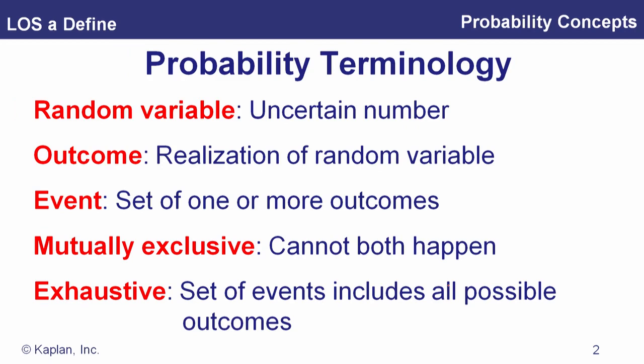An event is a set of one or more outcomes. So we divide the possible outcomes into separate events. Now, if events are mutually exclusive, it means they can't both happen. And when we talk about an exhaustive set of events, that's a set of events that includes all possible outcomes.